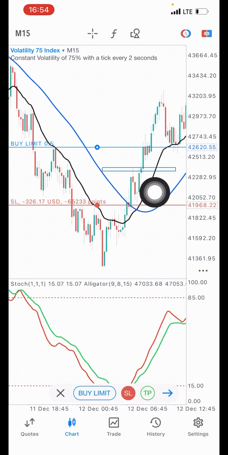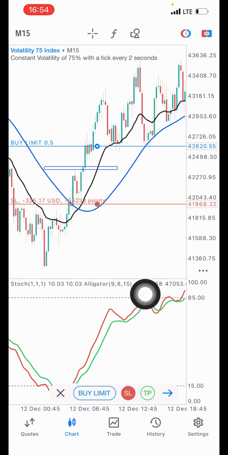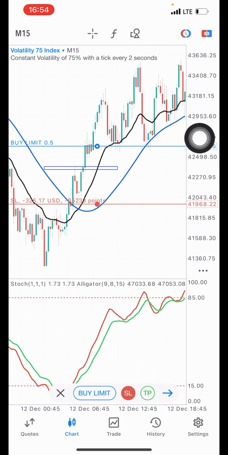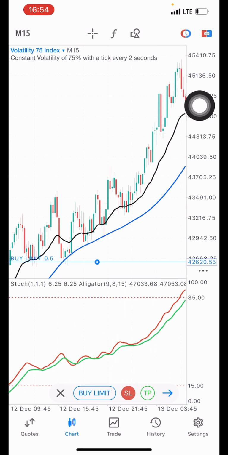Around this place, and then you target 2x of your stop loss. Or you use this indicator, this red line here. You wait for it to get to the overbought level, and then you exit the market. So that's how it is. You can see this is where it touches it, and this is another winning trade. Since then price has been going up. That's how simple the strategy is.